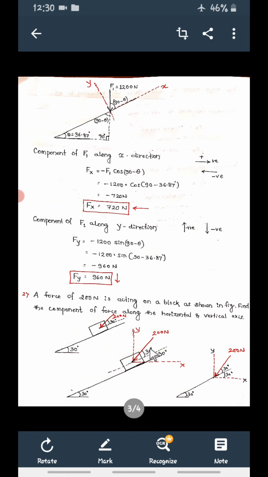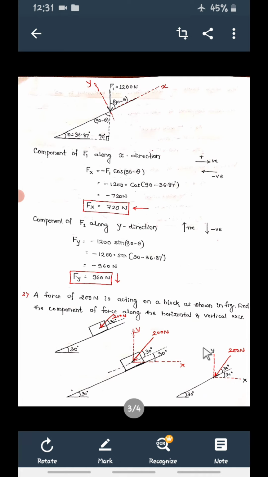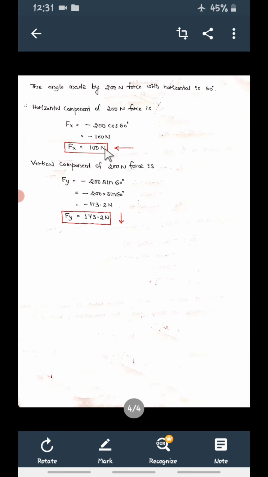For horizontal you have taken cos 60, and for vertical you have to take sin 60. But it is minus, so minus 200 sin 60, which is 173.2 Newton. So therefore Fy is equal to, removing the minus sign, 173.2 Newton. Minus for vertical means it is downward. So these are the components of this 200 Newton force along horizontal and along vertical. Horizontal Fx is 100 Newton and Fy is 173.2 Newton.